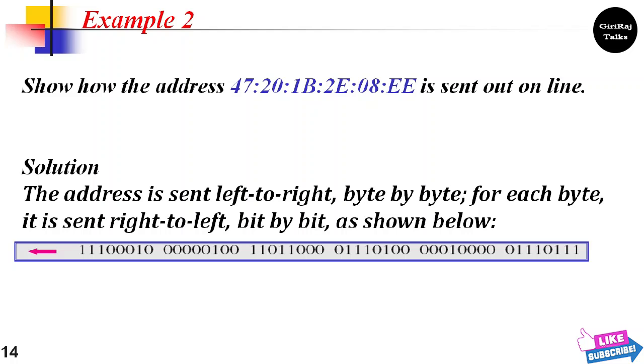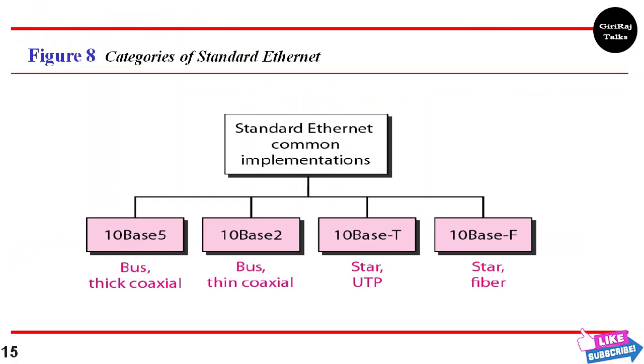11100010, 00000100, 110110000, 0110100, 0001000, 0111011. Okay.